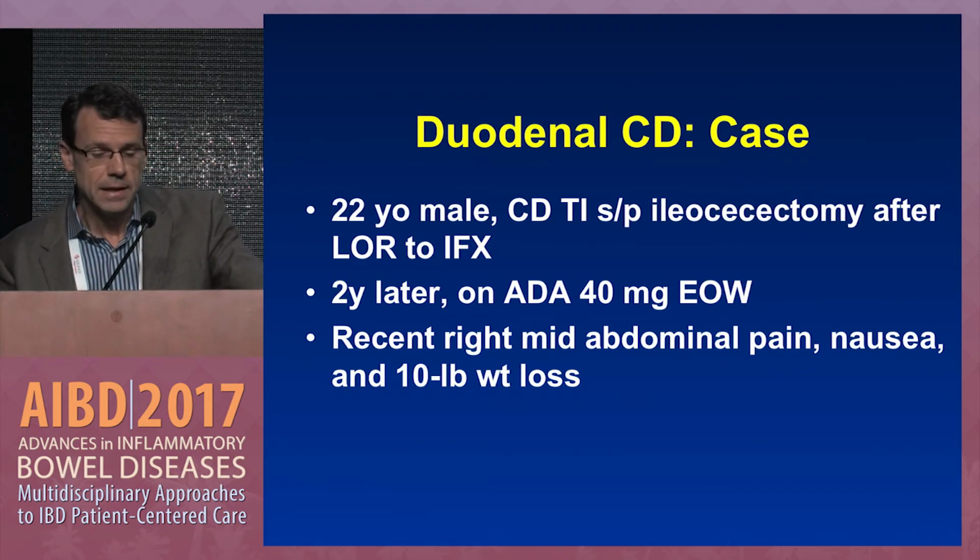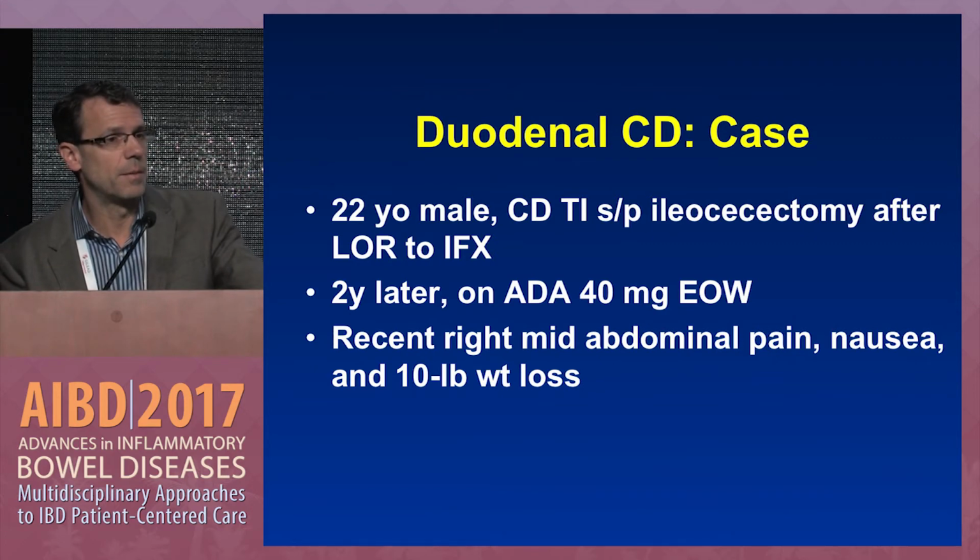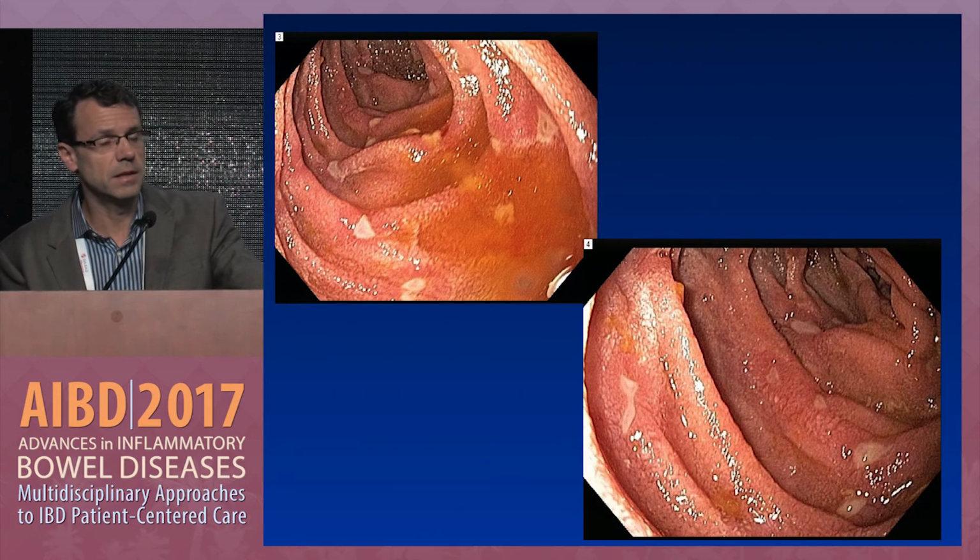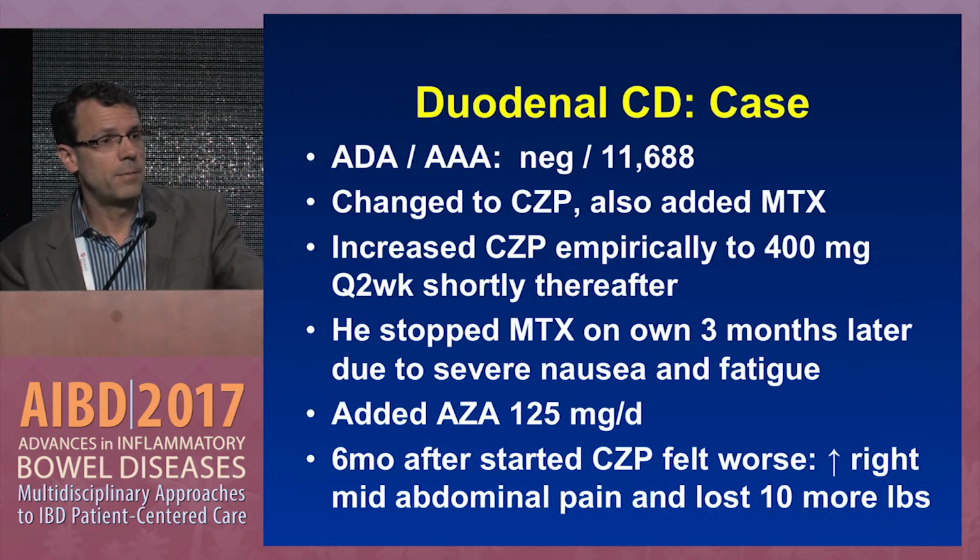every other week. But he recently had been having some right mid-abdominal pain, some nausea, and a 10-pound weight loss. And on endoscopy, he had multiple ulcers in the second through fourth part of his duodenum. At that point, I checked his adalimumab levels, and there were none, and he had high titer antibody. This is in nanograms per milliliter for the antibodies. So I changed him to certolizumab pegol in combination with methotrexate.